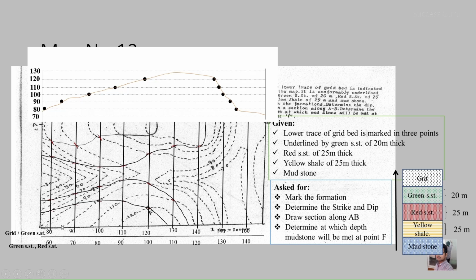So the very first bedding plane here is grid by green sandstone, that is 80 meter strike is here. So you can keep a point here which is indicating 80 meter strike. Then we have 90 meter strike here. The same way we have keep 90, then we have 100, then we have 110, then we have 120.